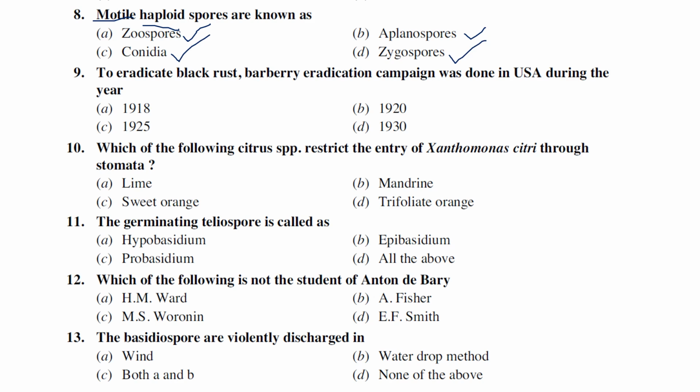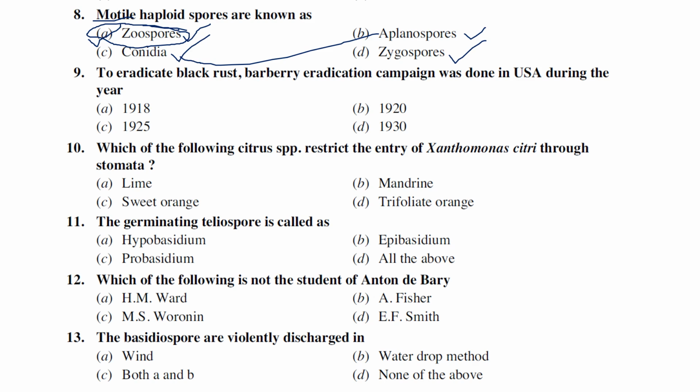What they asked is a motile haploid spore. So among the given options, zoospore is the best example of a motile haploid spore. Of course, other spores like aplanospores and conidiospores are also haploid, but they don't have any motility structures like flagella, so they cannot be motile. Zygospore is a diploid resting spore.